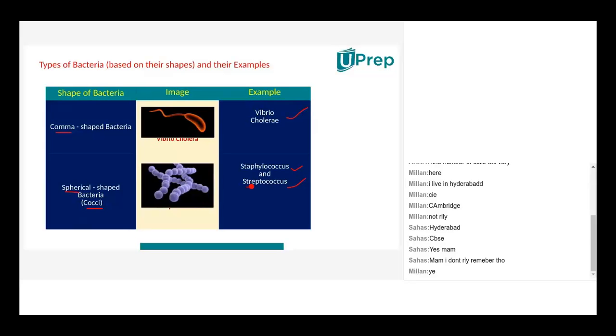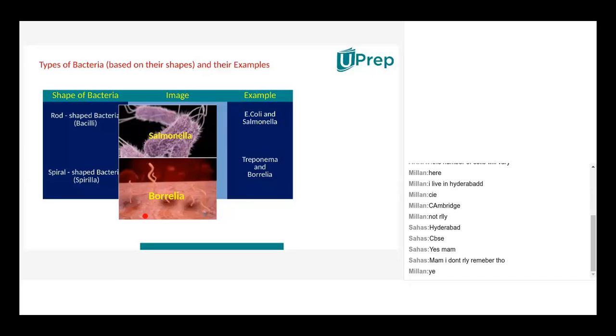So get familiar with the terms. Vibrio cholerae, bacteria name. Shape is comma shaped. Staphylococcus, Streptococcus, bacteria names. They are of spherical shape. The coccus stands for spherical. Then you are having two more different shapes other than comma shaped and spherical shaped.